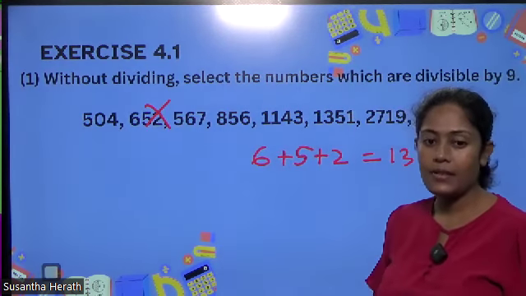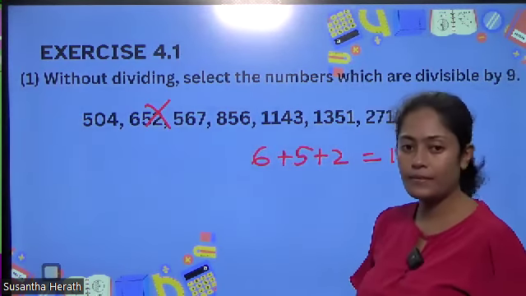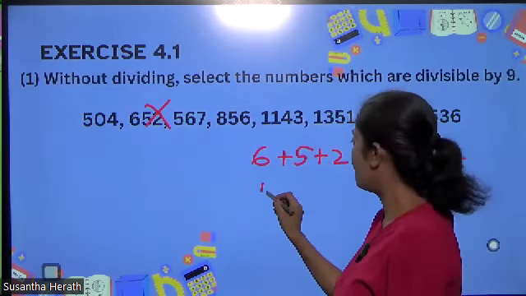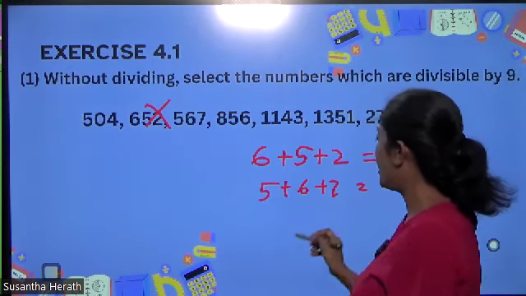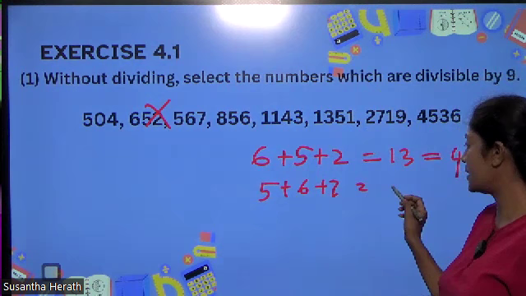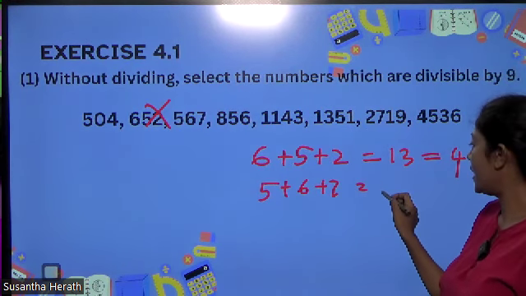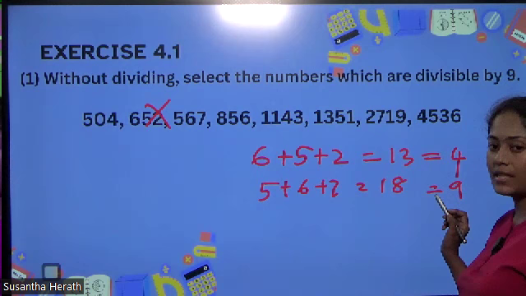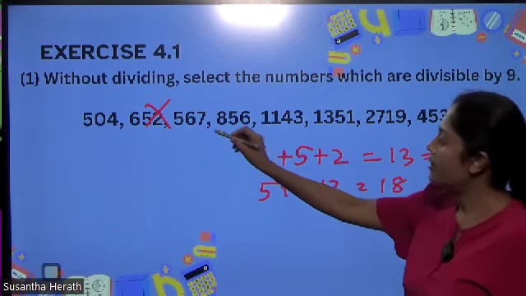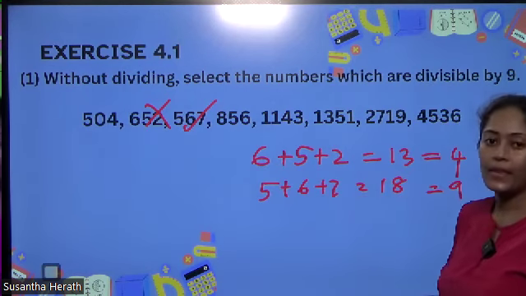Okay. Next one, 567. Right? 5 plus 6 plus 7. 5 plus 6, 11. 11 plus 7, how much? 18. 18 means 1 plus 8. Digital root is 9. Then this one is divisible by 9.